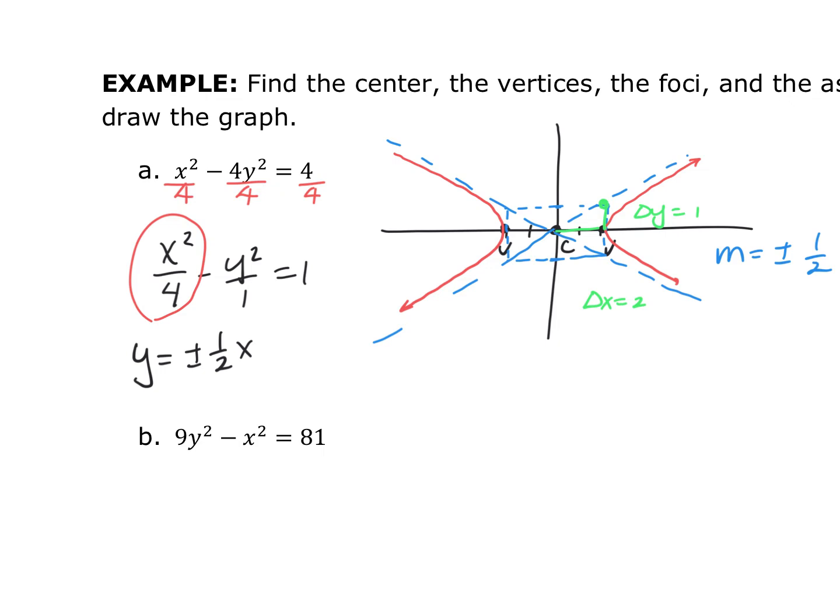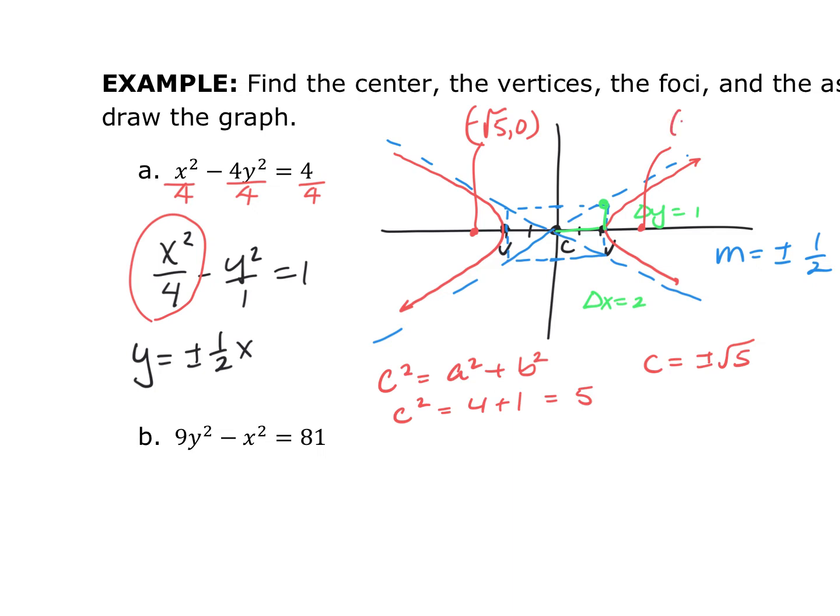Now I still need to find my foci. So my c squared is equal to my a squared plus this time my b squared. So my c squared is going to be equal to 4 plus 1, which gives me 5. That tells me that c is plus and minus the square root of 5. So here's where my foci are. They're being hugged inside the hyperbola. And these foci, because the x is changing, are going to be the negative square root of 5, 0 and the square root of 5, 0. And I have found and labeled all my parts.